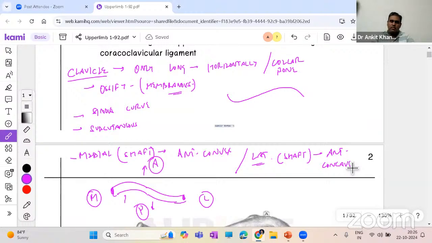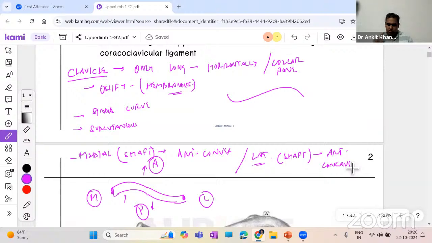So obviously, what are the parts now? Again comes your basic anatomy, the parts of a long bone. A long bone has two ends, so it also has two ends, one medial end and one lateral end, and it has a shaft in between. Simple as that. So obviously, it has a medial end, a lateral end and a shaft in between. This is just basic, to begin with.